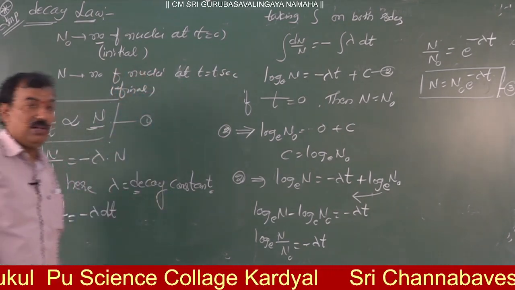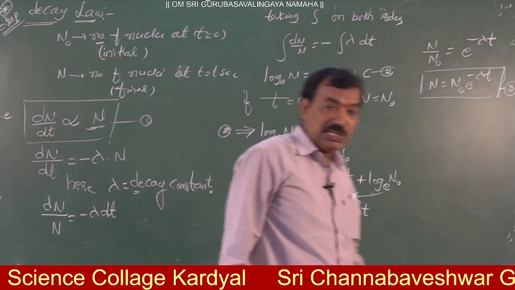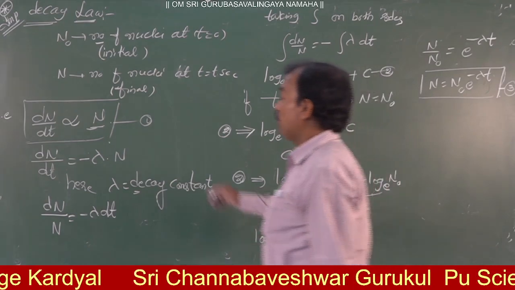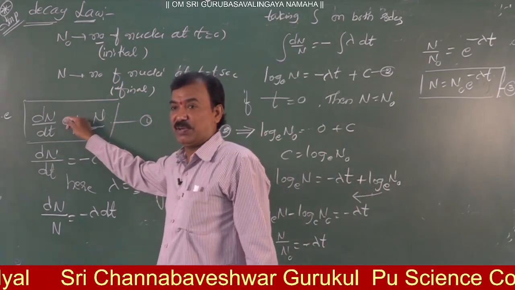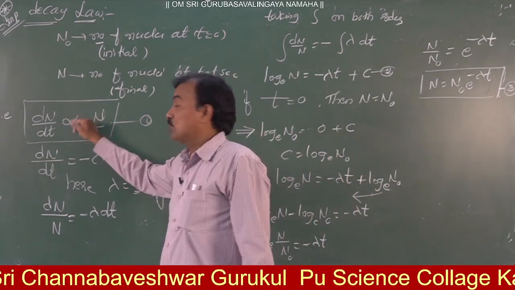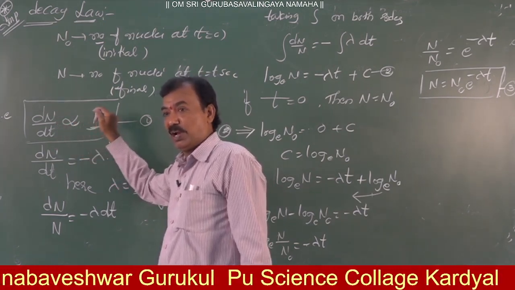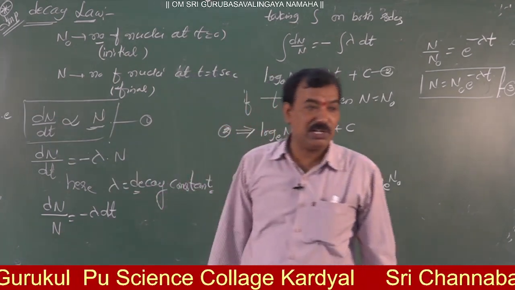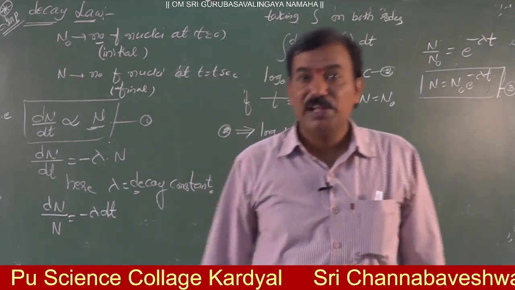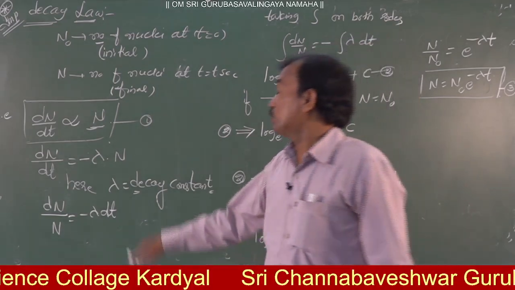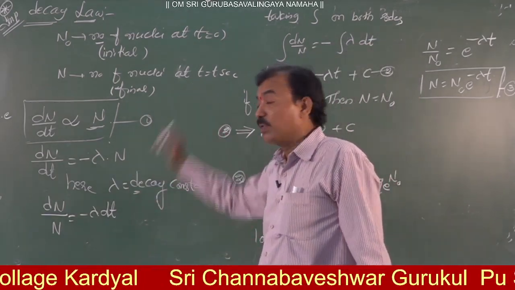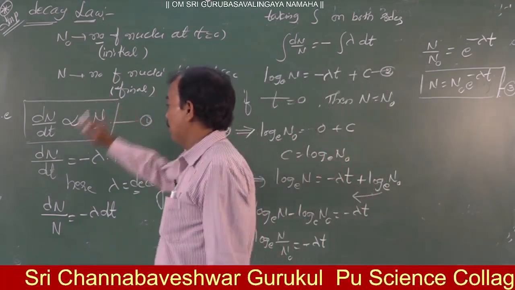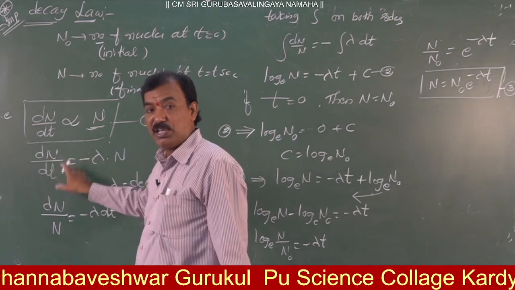Now again the statement: the rate of disintegration of the nuclei is directly proportional to the number of nuclei present at that instant. Clear? So dN by dt is proportional to N. It is independent of physical conditions. What are the physical conditions here? It is independent of temperature, pressure, and also chemical composition. Next, dN by dt is equal to some constant into N.